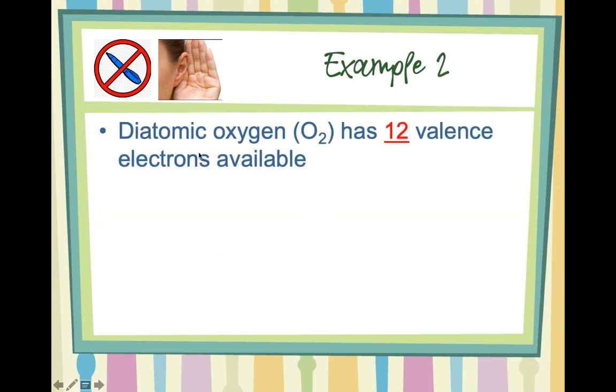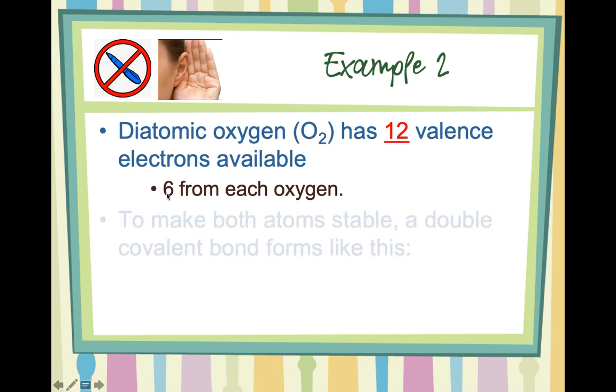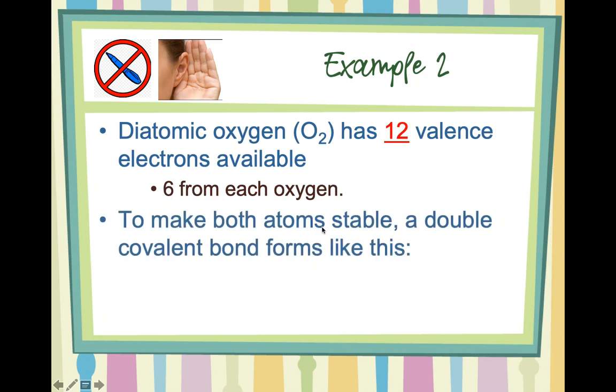How about diatomic oxygen? So we've talked about the fact that O never exists by itself because it's too unstable. It's either in a molecule like H2O or it's O2, diatomic oxygen. It has 12 valence electrons available, 6 from each oxygen, because if you look at the periodic table, it ends in 2s2 and 2p4. So 4 plus 2 is 6. So each oxygen starts with 6 valence electrons, and to make both atoms stable, they create a double bond, and it looks like this.